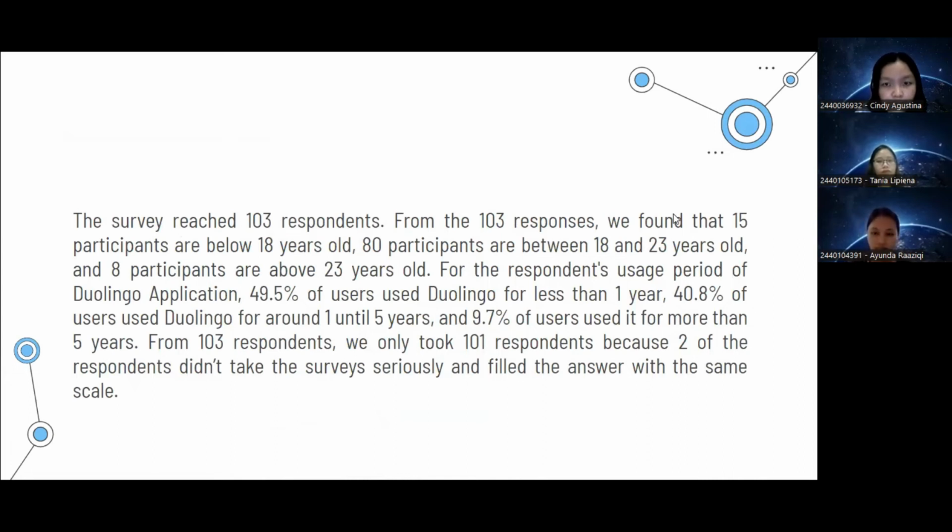We reached 103 respondents. Among the respondents, we found that 15 participants are below 20 years old, 80 participants are between 20 and 23 years old, and 8 participants are above 23 years old. For the respondents' usage period of the Duolingo application, 49.5% of users use Duolingo for less than 1 year, 40.8% of users use Duolingo for around 1 to 5 years, and 9.7% of users use it for more than 5 years. Of the 103 respondents, we only take 101 respondents because 2 of the respondents didn't take the survey seriously and filled the answers with the same scale.